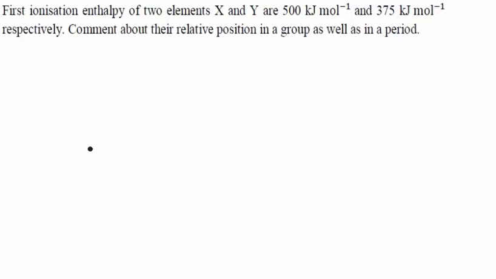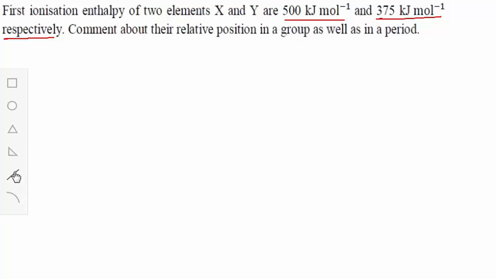Look at this question. First ionization enthalpy of two elements X and Y are 500 kilojoule per mole and 375 kilojoule per mole respectively. So we have to comment about the relative position in a group as well as in a period. It's a pretty simple question.